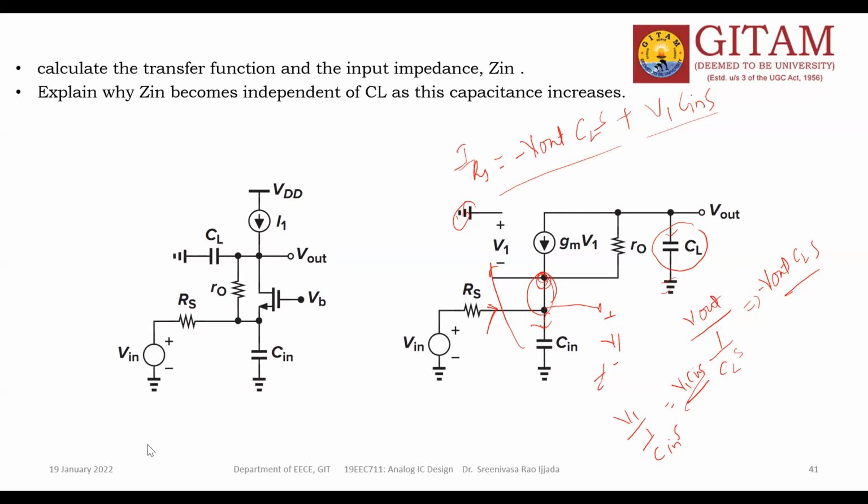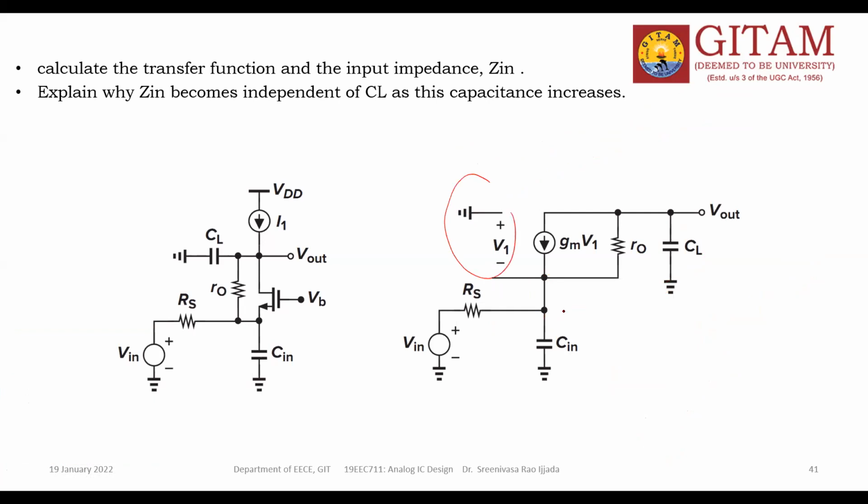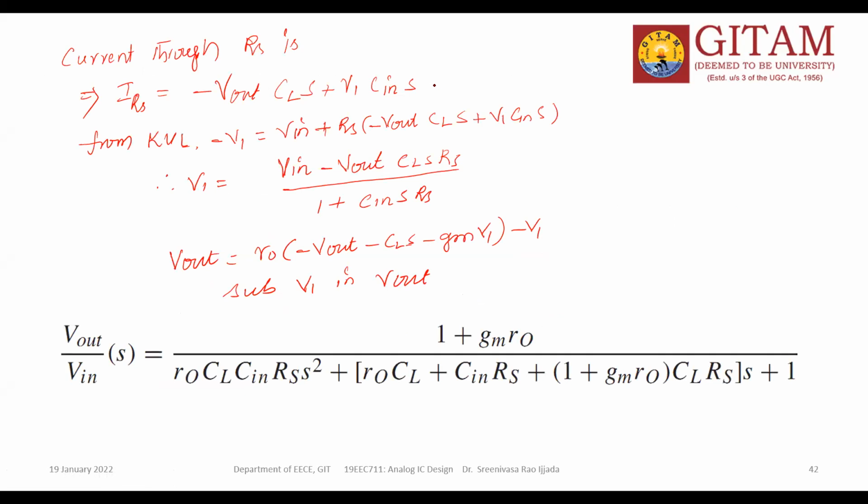So it is very simple. You will definitely have some doubt about how to write this one, so you can draw it like this. Plus is this side, this is ground, this is plus, this is minus V1. You can write this node also, and join this and this. Then this is V out and ground. Then this current is nothing but this current plus this current. So here my equation is right: IRS is equal to minus V out CLS plus V1 CNS.